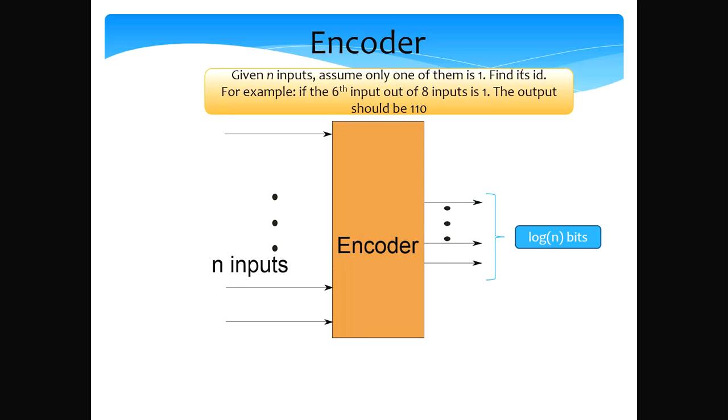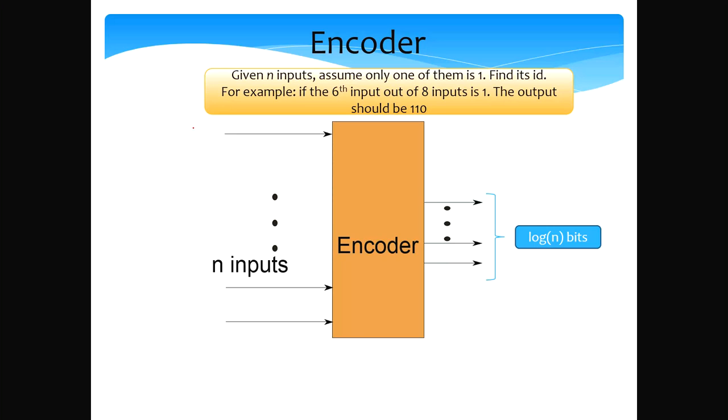Now, let us consider one more circuit called an encoder. So the encoder is also very important. It's also very useful in memories, particularly a certain kind of memories called content associative memories or CAM memories. So an encoder works like this: given n inputs, assume that only one of them is 1.